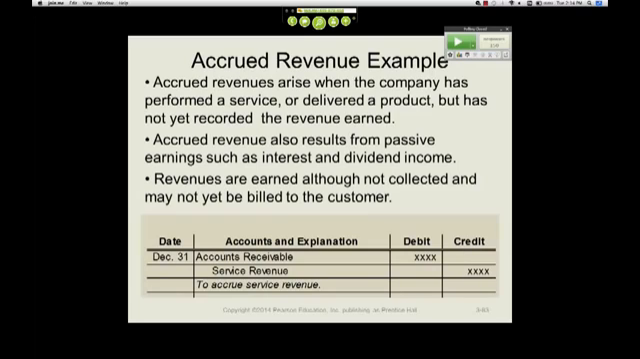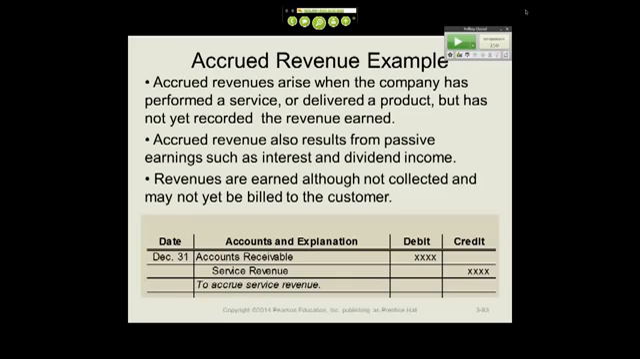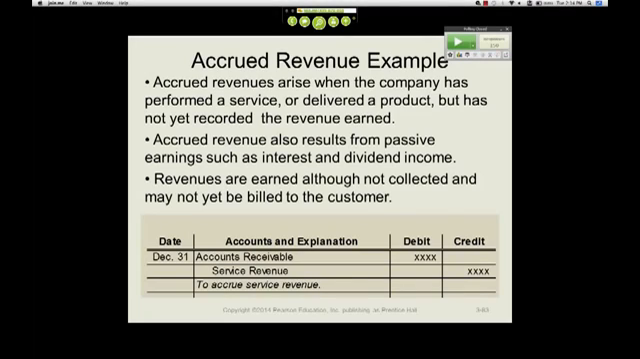Example, you provided services, you didn't send out the bill, right? Or it could be passive income like interest. You got interest accruing in the bank. You didn't get your bank statement yet. The bank statement comes in, and you know you earned some revenue. Okay.